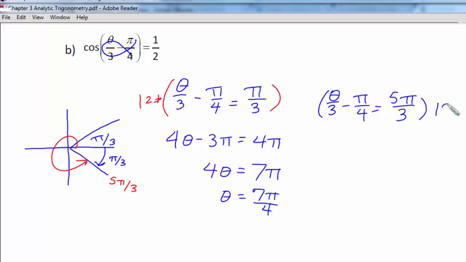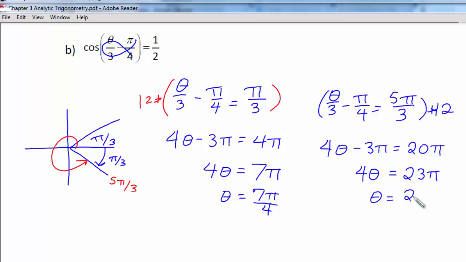And then over here, do the same thing. Multiply both sides by 12. And so we get 4 theta minus 3 pi equals 20 pi. Okay, 4 theta equals 23 pi. Theta equals 23 pi over 4. Now with this one, we need to be a little careful because we do want our answers to be between 0 and 2 pi, right? And this is way beyond 2 pi. So how can I find the correct answer for that one?